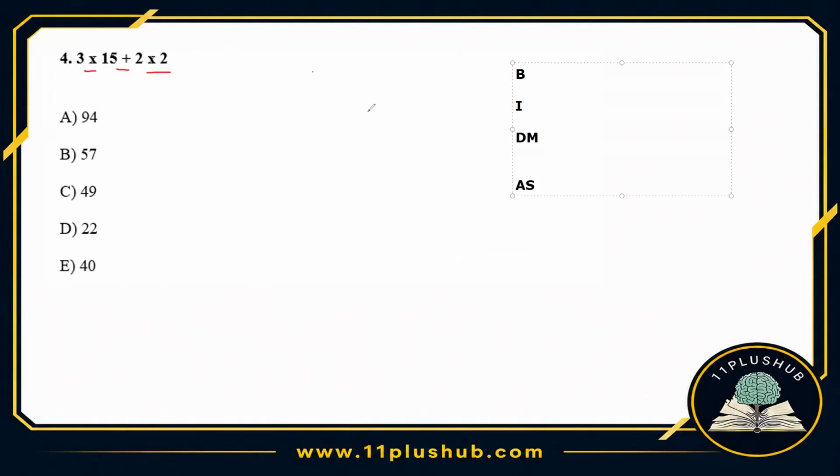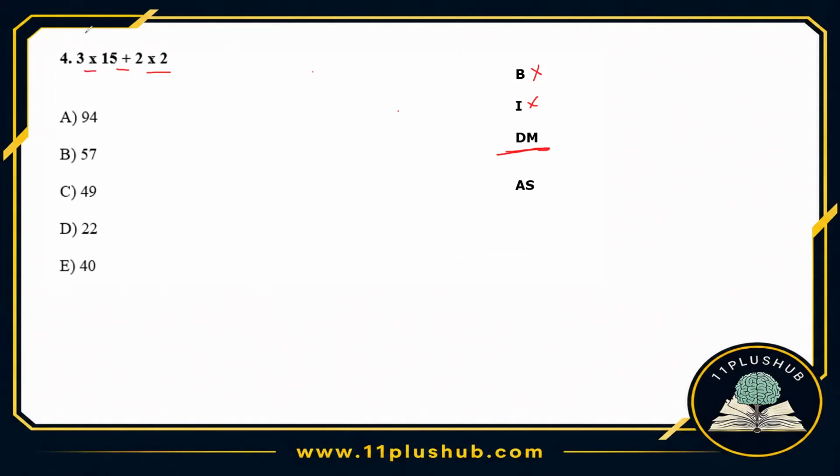Okay, so we do not have brackets in this question, nor do we have indices. We don't have division, but we've got multiplication. So that's the bit that comes first. Okay, so we're going to deal with all parts that involve multiplication. We've got 3 multiplied by 15 and 2 multiplied by 2. We've got 2 lots of multiplication to sort out. Let's go from left to right in that case.